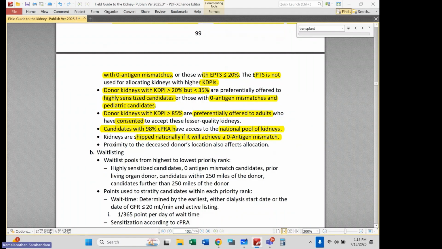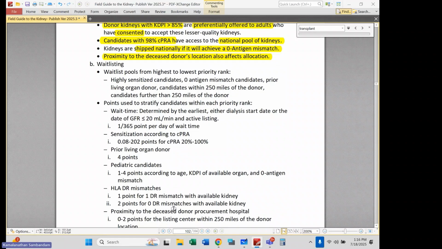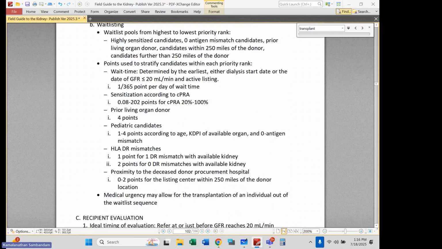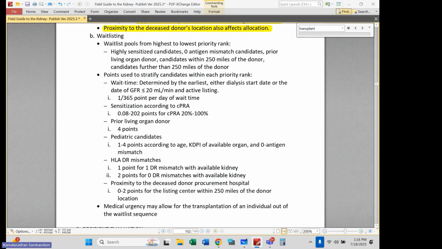Again, if there's a zero antigen mismatch kidney, we also ship kidneys across the nation in order to make those well-matched kidney recipient pairs. And then there's this proximity to the donor location that also affects allocation. Here we'll talk about in a subsequent discussion. We'll pick this up next week. There's this, you get points for being close to the donor, right? The donor hospital within a 250 mile radius, you get graduated more points.